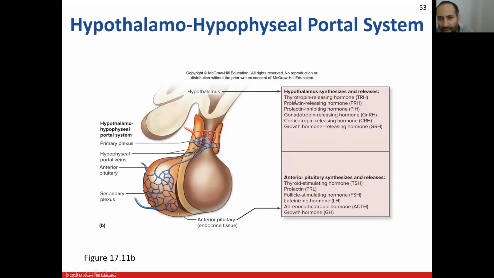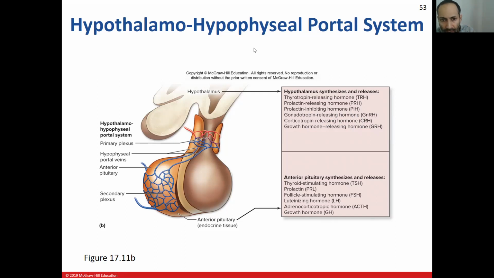So what are the hormones that the hypothalamus synthesizes and sends down to the anterior pituitary? Here's a list. Let's take a look. Thyrotropin releasing hormone, TRH. Prolactin releasing hormone, PRH. Prolactin inhibiting hormone, PIH. Gonadotropin releasing hormone, GnRH. Corticotropin releasing hormone, CRH. Growth hormone releasing hormone, GHRH or GRH. What common theme did you see here? RH, releasing hormones. So whenever you come across a releasing hormone, it's likely coming from the hypothalamus, okay?